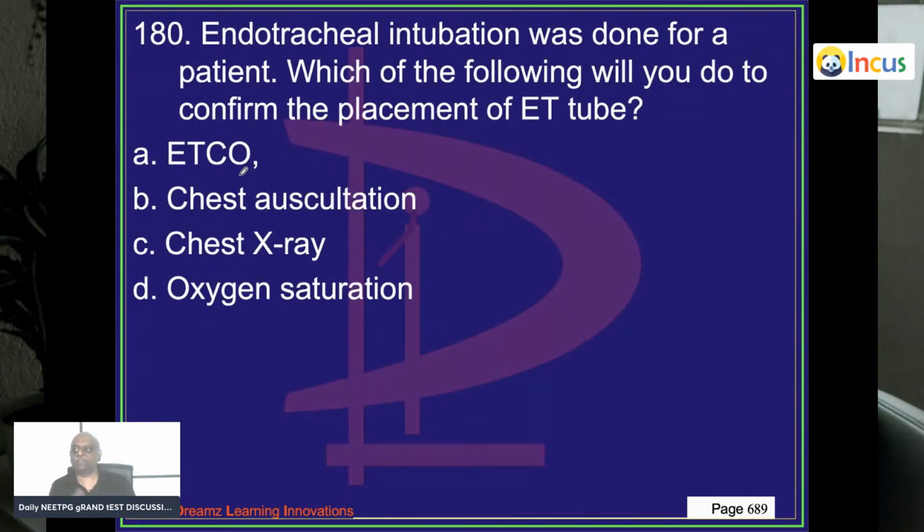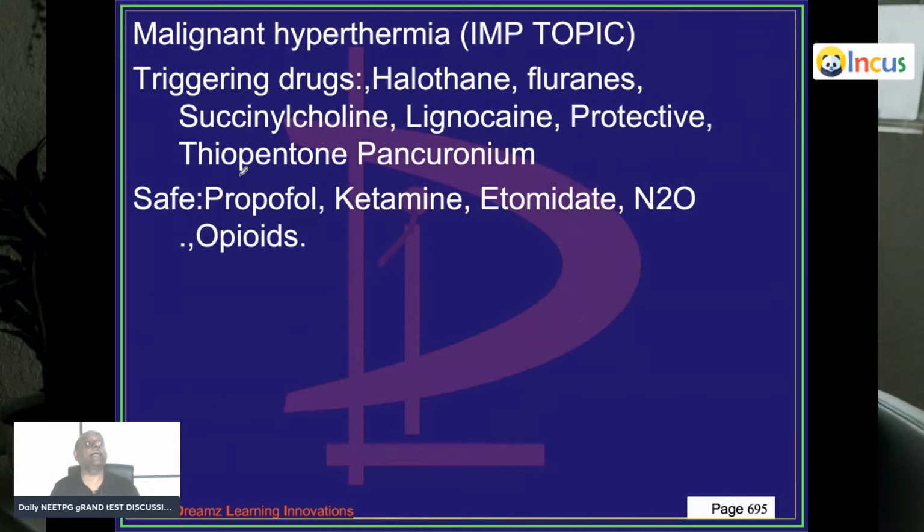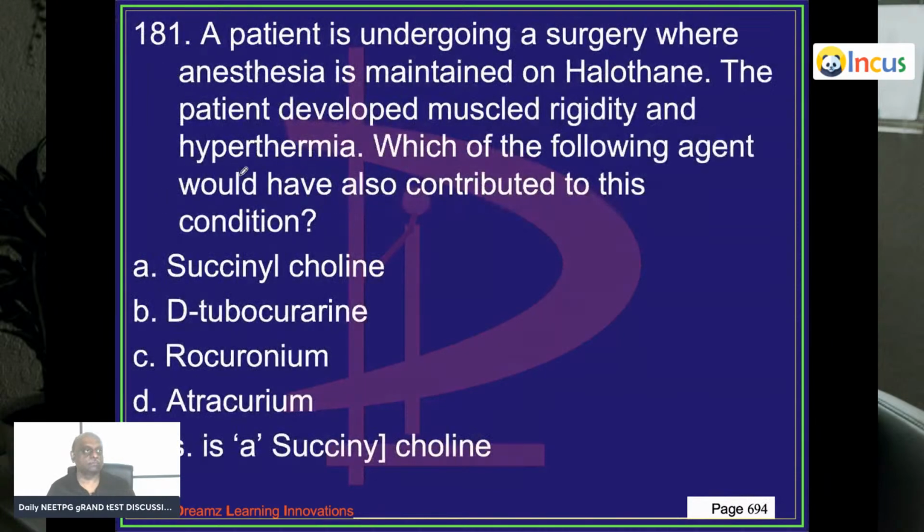Endotracheal intubation was done. How do you know good ET tube placement? End-tidal carbon dioxide. The patient is undergoing surgery for anesthesia maintained on halothane. He developed muscle rigidity. Succinylcholine leads to malignant hyperthermia. Which receptor? Diksha? Malignant hyperthermia. Which receptor in sarcoplasmic reticulum is abnormal? Which is excessively releasing calcium, which is causing all that.